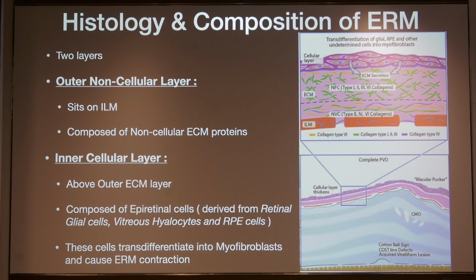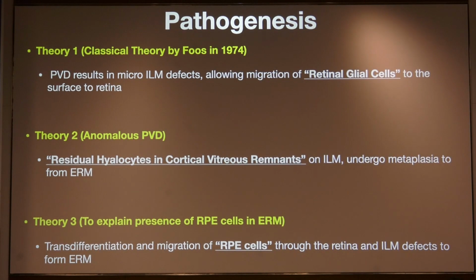The basic pathology is it consists of two layers. The light pink layer is the outer non-cellular layer, which sits on the ILM and is composed of non-cellular extracellular matrix proteins. The inner cellular layer sits on the ECM, and it mainly comprises three types of epiretinal cells, which come from the retina: retinal glial cells, vitreous hyalocytes, and the RPE cells. These cells further transdifferentiate into myofibroblasts and cause ERM contractions.